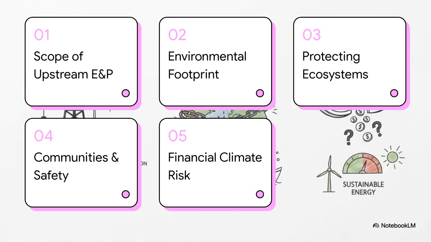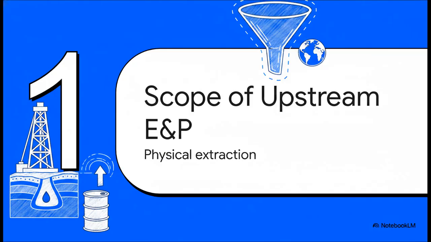Here is our visual roadmap for today. 1. The scope of upstream E&P. 2. Measuring the environmental footprint. 3. Protecting ecosystems and habitats. 4. Communities, rights, and safety. And 5. The financial climate risk. Section 1. The scope of upstream E&P. The physical reality of extraction.